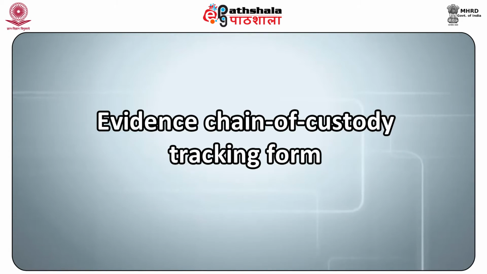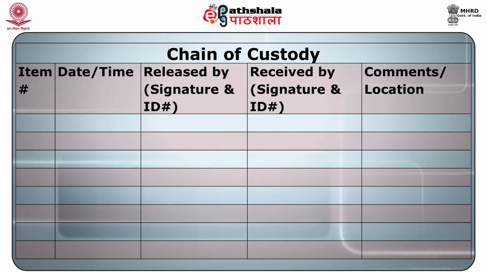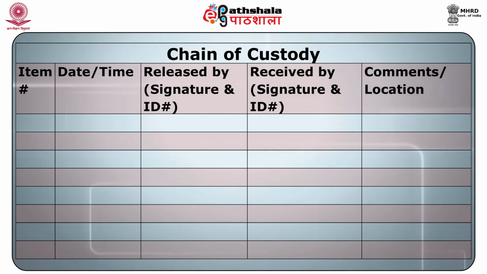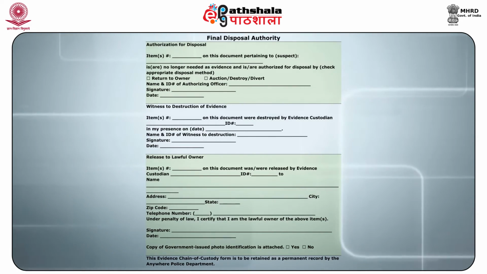Now, the evidence chain of custody tracking form. In this, the first block is item, the second block is date or time at which that item was taken. Released by is the signature and the ID of the person who has released it. Now, the next block is received by. In this, the signature and the ID of the person who has received it is there. And the next block is comments and location, if there is any comment or location provided by the releasing or receiving person.